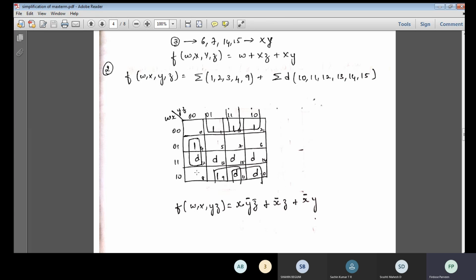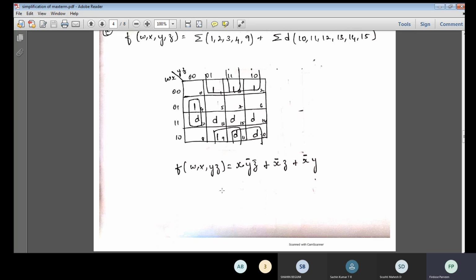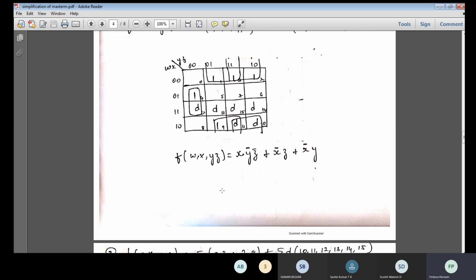Suppose cell number 8 would have 1 over here. If it would have D also, to group this one, we would have done 8 cell grouping instead of 4 cell. So a group of only don't care terms is not there. The name itself indicates you have to not care about it. It can only be used to group cells which have 1.